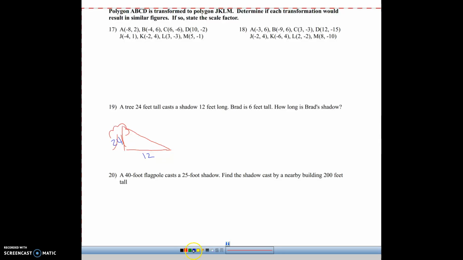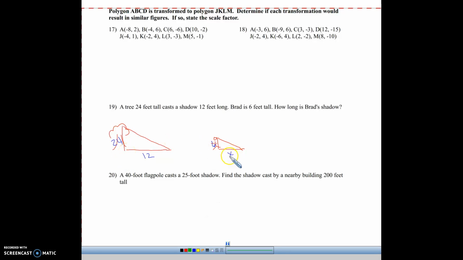Okay. Then we have Brad. Brad is standing here. He cast a shadow. And we have his height here. His height is 6 feet. And how long is the shadow? So that's going to be X. Again, he forms a triangle. These triangles are definitely similar because Brad's definitely not as tall as the tree.